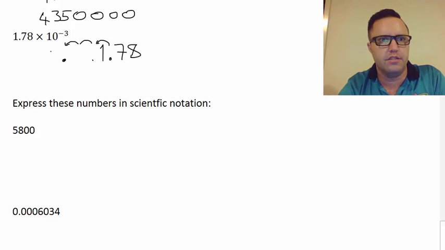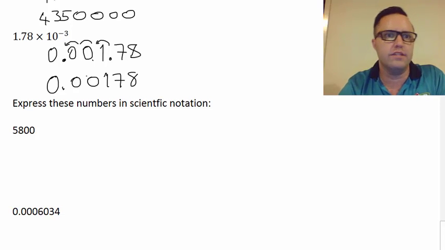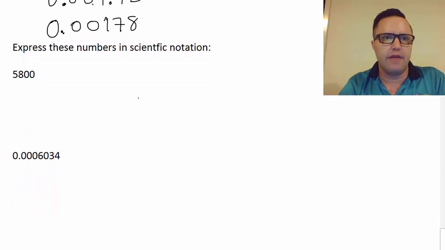This is where our decimal point will be. So we know there'll be a 0 here and 2 zeros there. So our new number will be 0.00178. Okay, always rewrite it. Don't just leave it there with all the arrows and stuff. It just looks messy. Okay, let's have a look at how we express these numbers now in scientific notation.